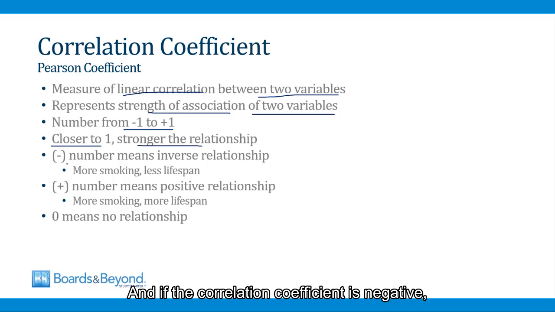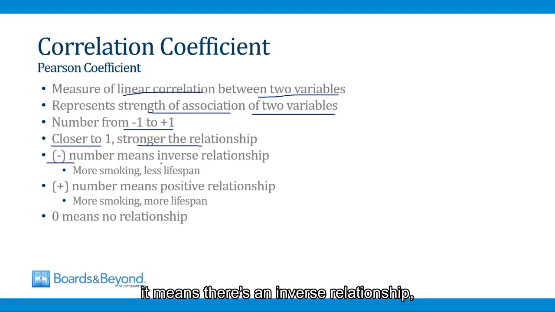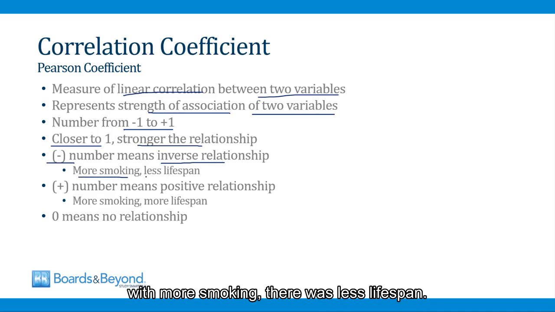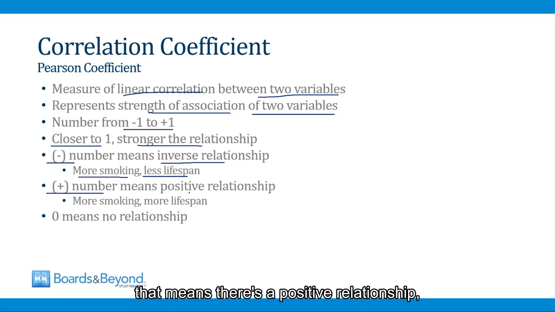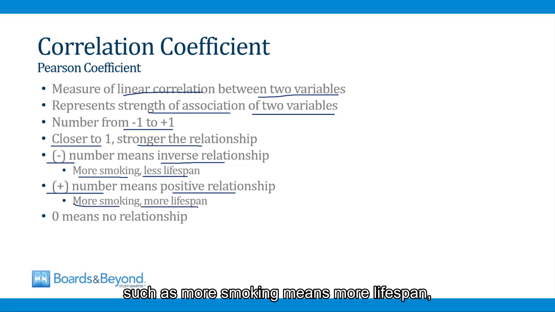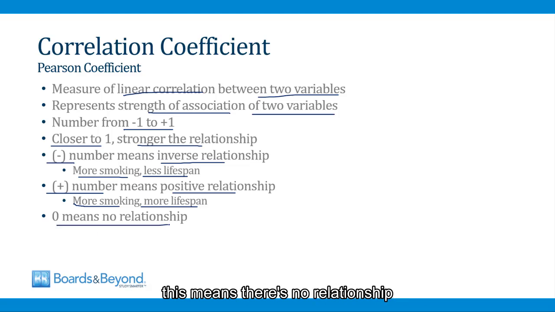And if the correlation coefficient is negative, it means there's an inverse relationship, like what we saw for smoking. With more smoking, there was less lifespan. If the correlation coefficient is a positive number, that means there's a positive relationship, such as more smoking means more lifespan, which of course is not the situation in reality. And then if the correlation coefficient is 0, this means there's no relationship between the two variables.